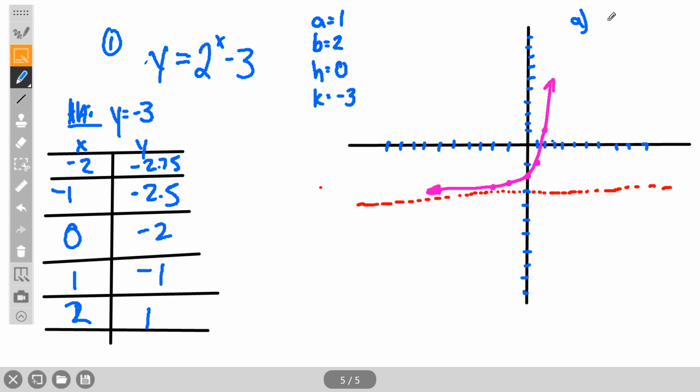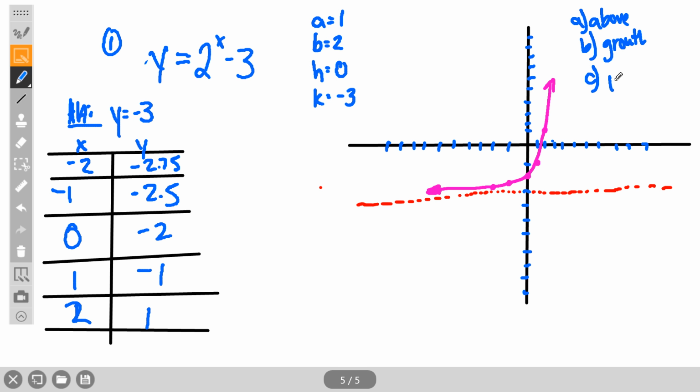So letter A, falls above or below. Well, of course, this is above the asymptote. B, growth or decay. Well, this is growth because, I mean, you can tell from the graph it's growth. Decay would be coming down like this. You can also tell from the A and B values. A is positive and B is greater than 1.